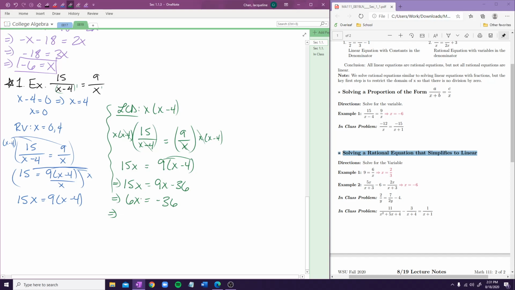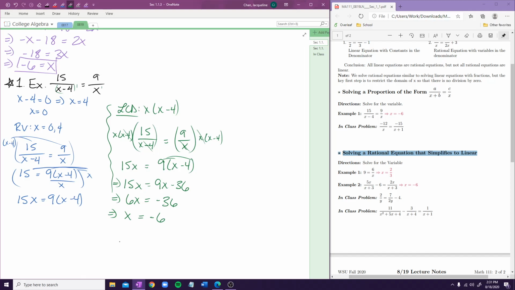Right, now we're so close, we just need a coefficient of 1. So what I'm going to do is divide both sides by 6. When I do that, I get x is equal to negative 6, because negative 36 divided by 6 is negative 6. Again, we have to check, is negative 6 a restricted value?